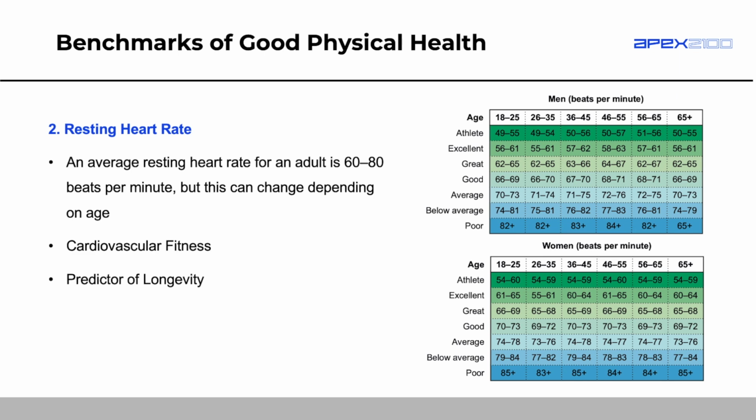Next benchmark is our resting heart rate. So the average resting heart rate for an adult is 60 to 80 beats per minute, but this can change depending on age, depending on gender. So men and women have different average resting heart rates. It's a predictor of cardiovascular fitness. So the fitter we are, the stronger our heart is and the less it needs to beat. So that's why fit people have a lower resting heart rate.